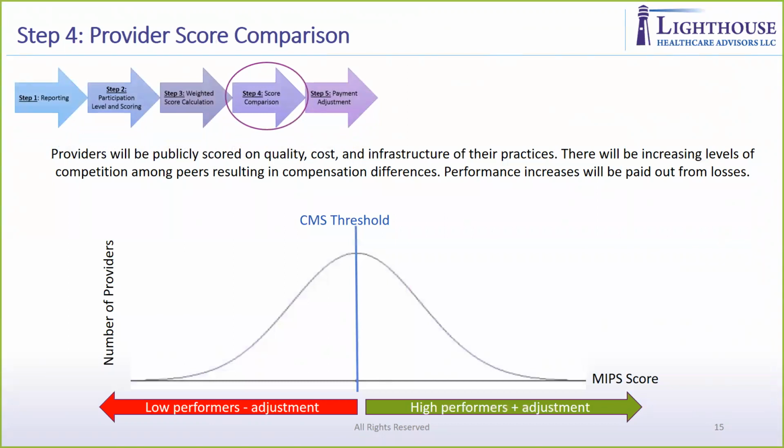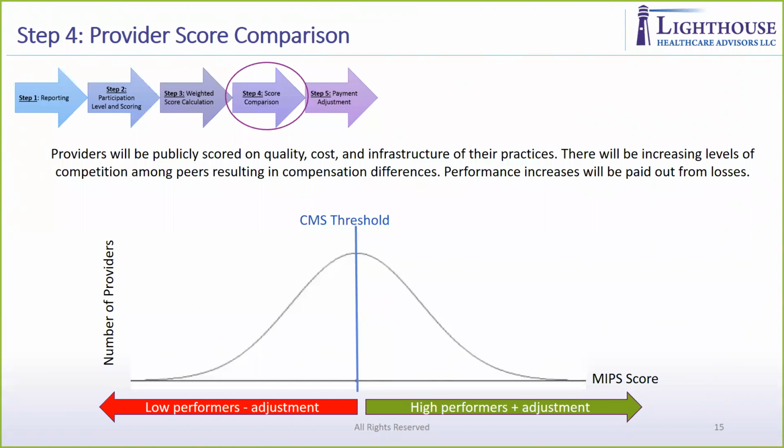So how is your score compared? Providers are publicly scored on each of your quality, cost, and infrastructure measures. And then there are increasing levels of competition among peers based on your scores. So there will basically be a roundup of all the provider scores. They're going to graph it on a big bell curve. They're going to decide the threshold for high performers and low performers. And based on that threshold, they will assign a payment adjustment.